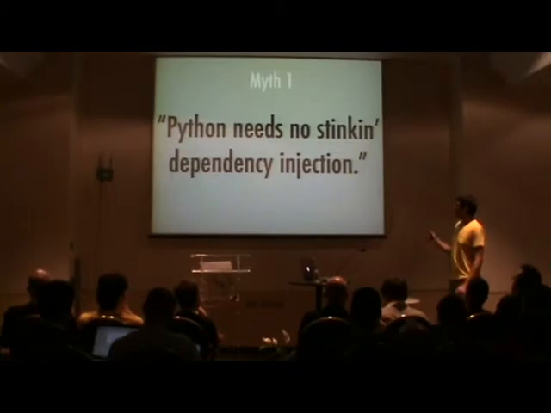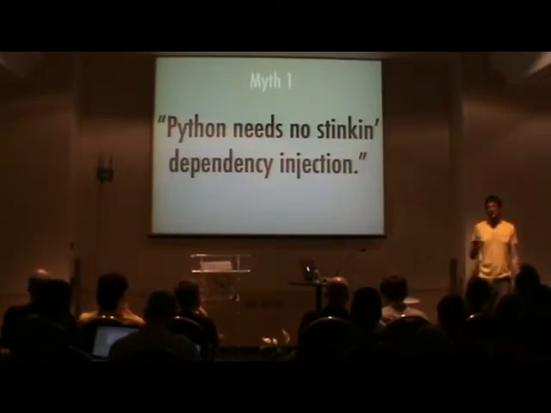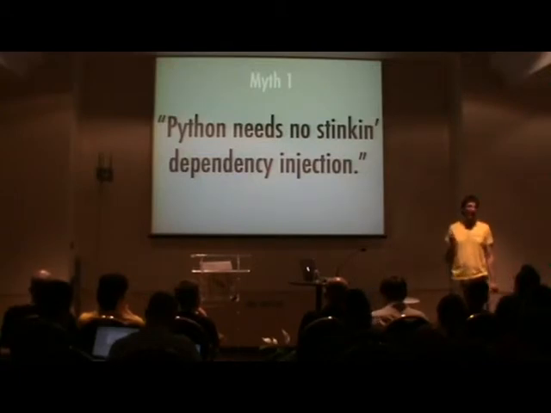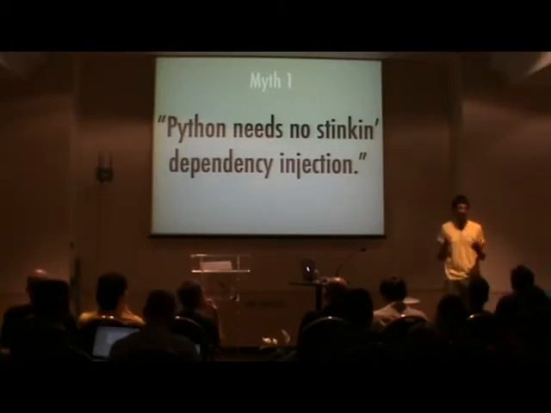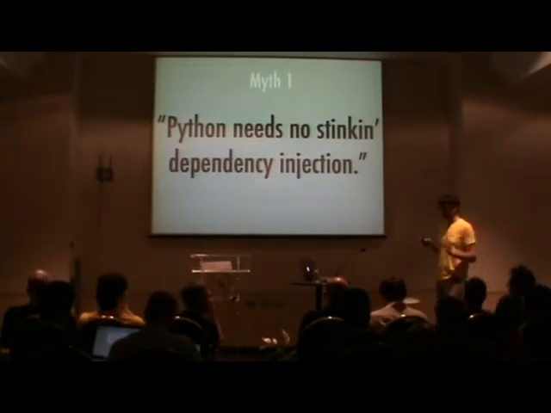Why? This is often a myth. In Java, you can do some things like automatic wiring of dependencies based on type information. So this is a way of achieving dependency injection in an automatic fashion. But it doesn't mean that you don't need it in Python.